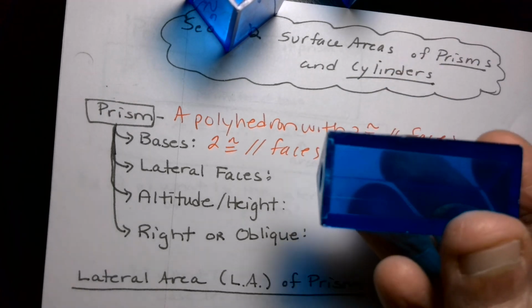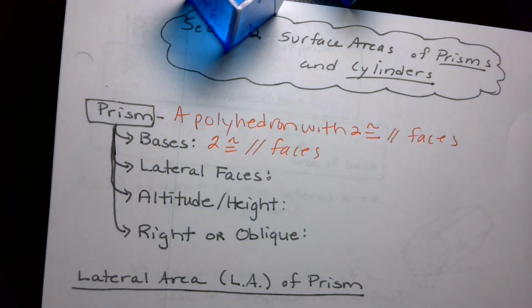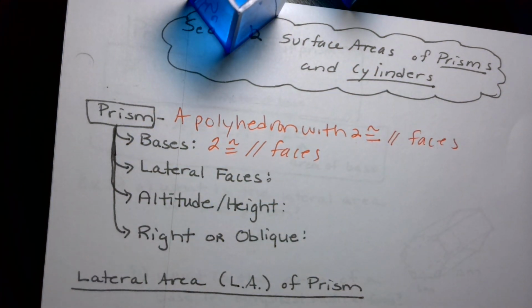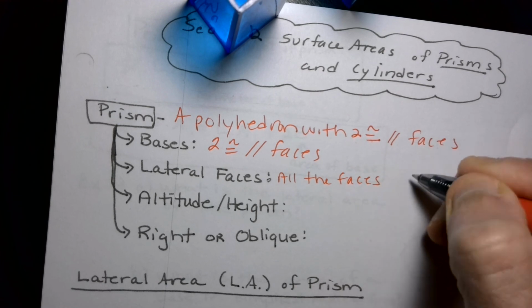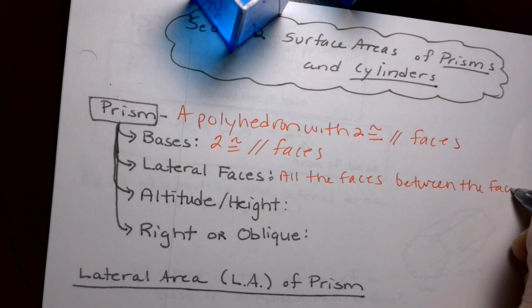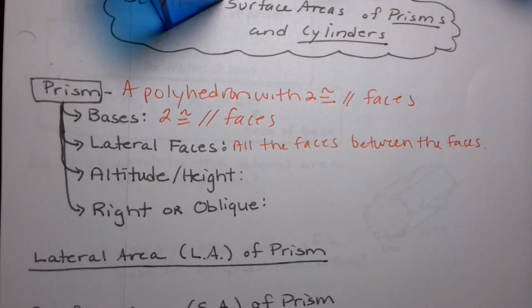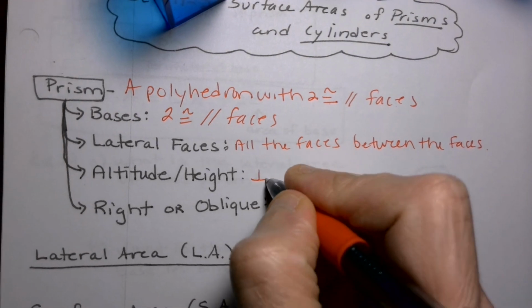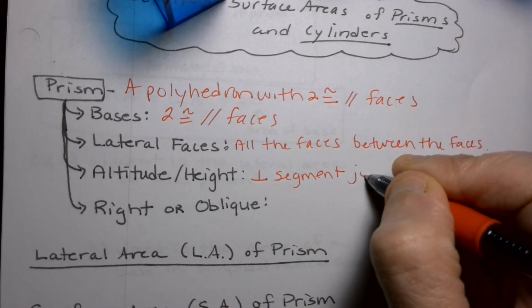Okay. Notice the sides though. The sides here are rectangles. Okay, so the lateral faces are all the other ones that aren't the bases. It's all the faces between the bases, basically. Sounds like a tongue twister. And the altitude or height of it is the perpendicular, remember, 90-degree segment, joining both the bases.